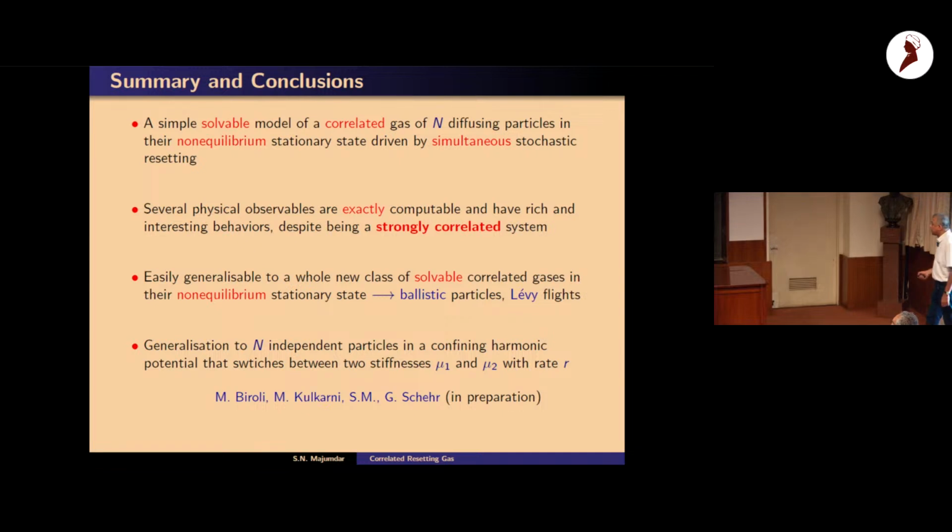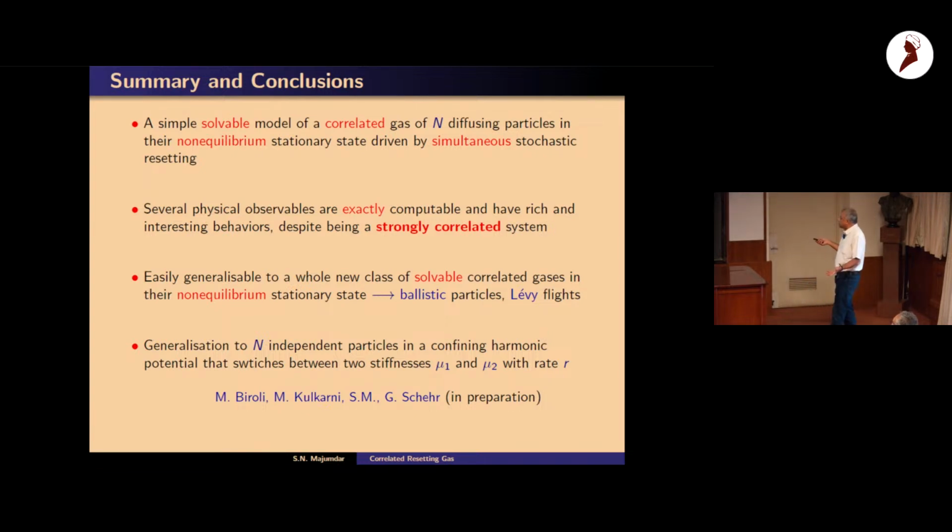And more recently, with Manos here and with Marco and Gregory, we looked at a generalization of this problem, which is more realistic experimentally. Namely, you still have independent particles, but your trap is going from mu1 to mu2, with rates R1 and R2. This again creates very strong correlations, and we can characterize this stationary state completely.